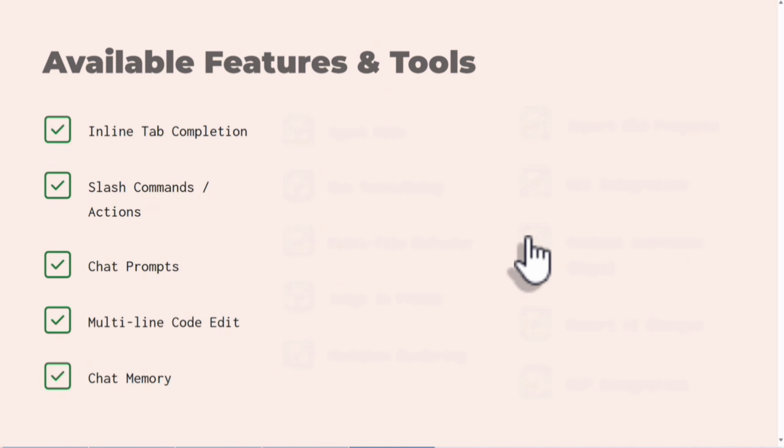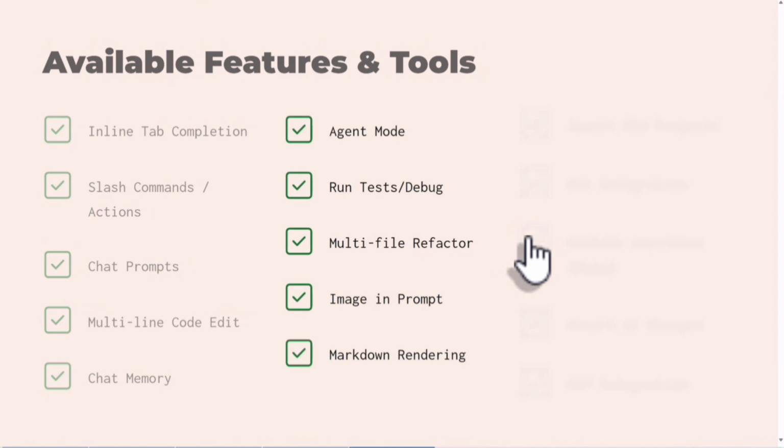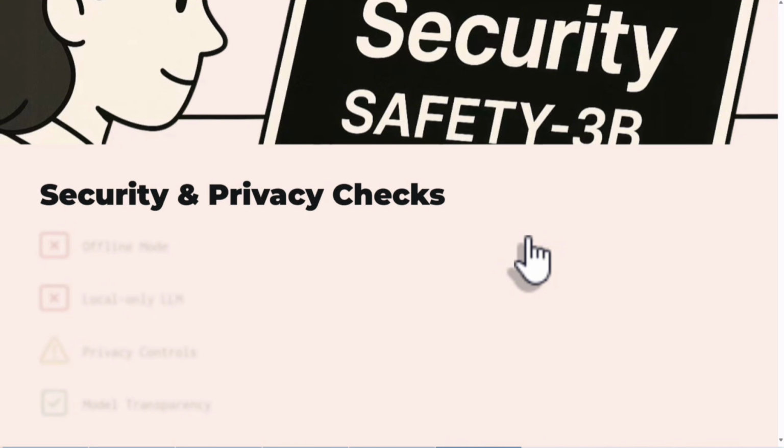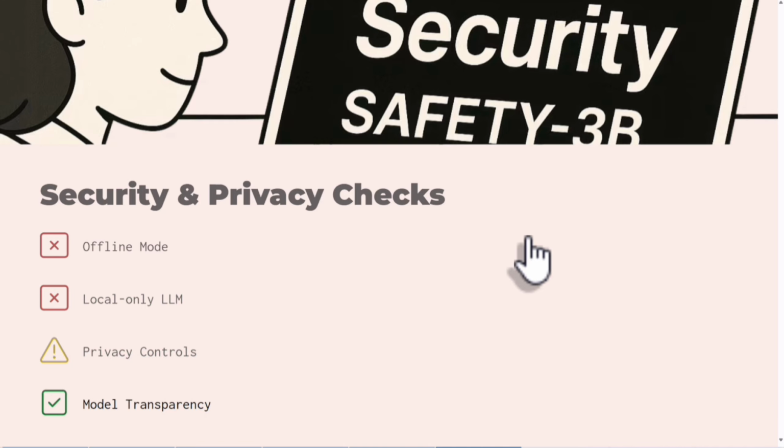That's it. So, available features, right? Let's just recap on what we've seen so far. It has chat memory, you can give it prompts, it has the agent mode, and even the Git integration and MCP. So it actually has quite a lot of the features we will see on Cursor. For privacy and security, there's no offline mode. You can't use your local LLM. Even the privacy controls are limited, but there's model transparency, right?